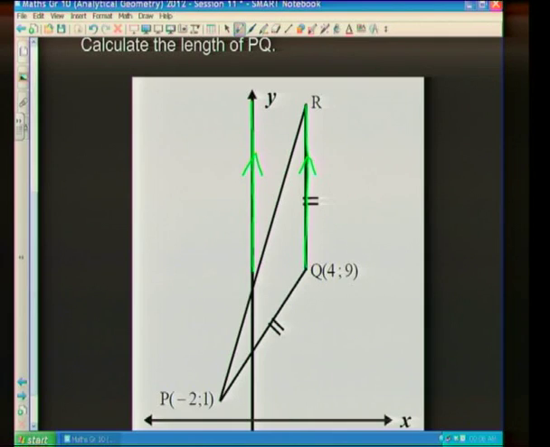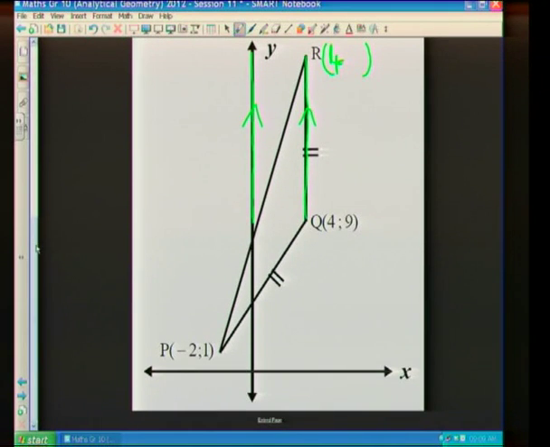Other interesting things over here is if RQ is parallel to the y-axis, then even though I might not necessarily need it just yet, I can say that the x-coordinate at R is exactly the same as the x-coordinate at Q, because they lie on a line parallel to the y-axis. They lie directly underneath each other. Anyway, back to the question, calculate the length of PQ. So let's calculate the length of PQ.